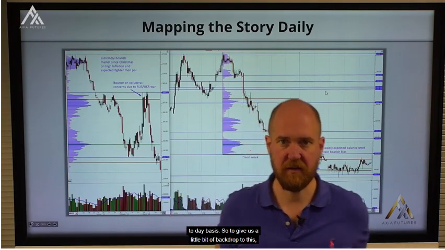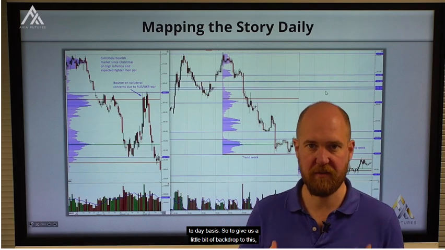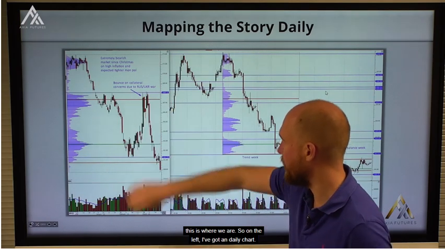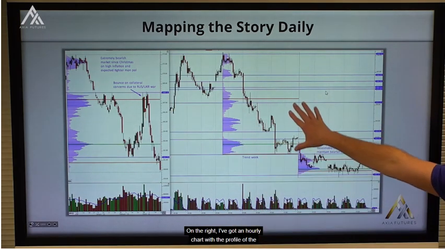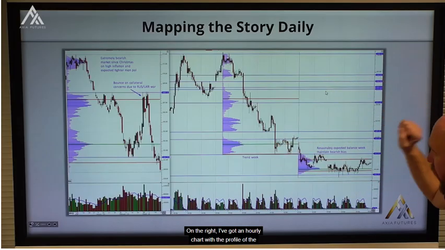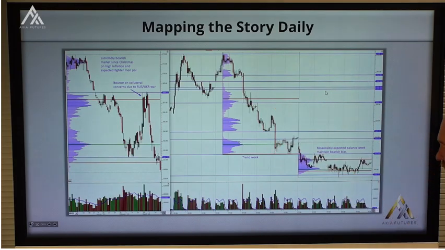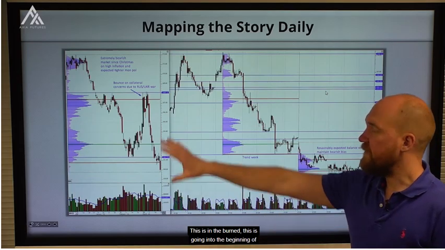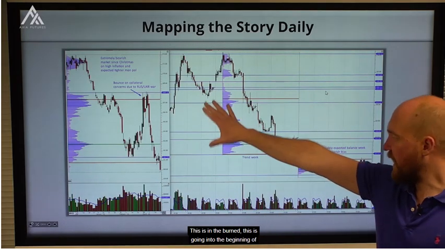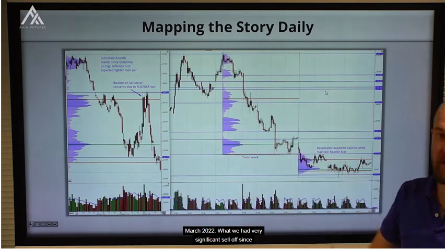So to give us a little bit of backdrop to this, this is where we are. On the left, I've got a daily chart. On the right, I've got an hourly chart with the profile of the previous 2 weeks on it. This is in the Bund. This is going into the beginning of March 2022.